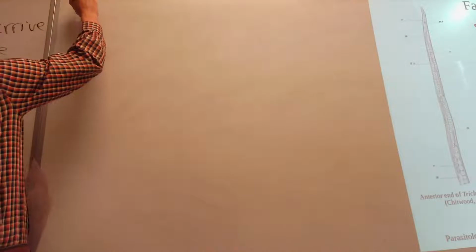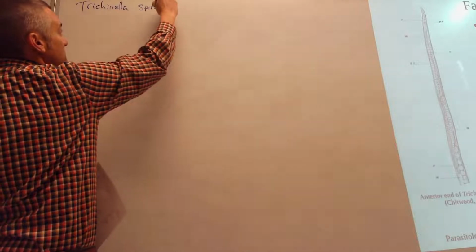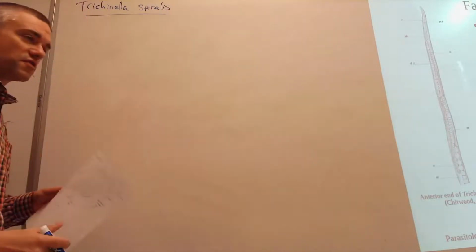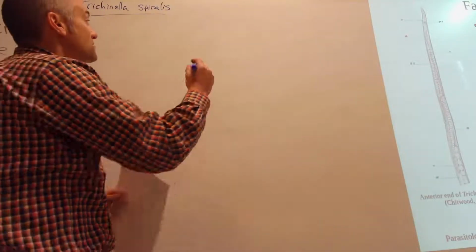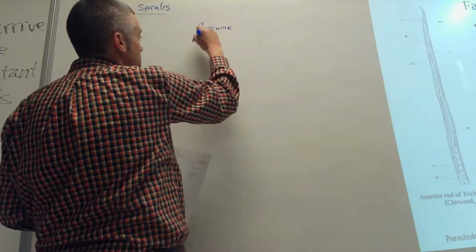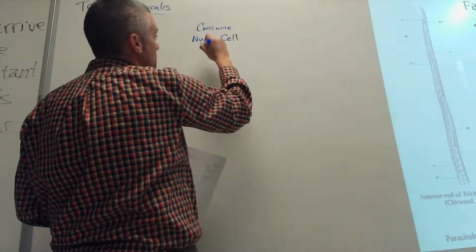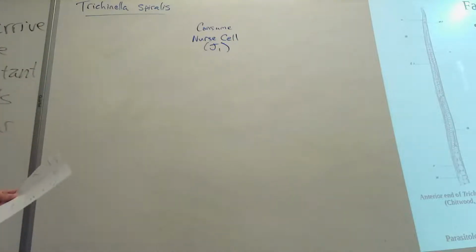So we're going to start inside of our definitive host. This is Trichinella spiralis. It goes into numerous vertebrates, humans, pigs, small mammals. There's a lot of things that serve as a host for them. Our host will consume something called a nurse cell, which has our J1 inside. We'll come back to what a nurse cell is in a bit.